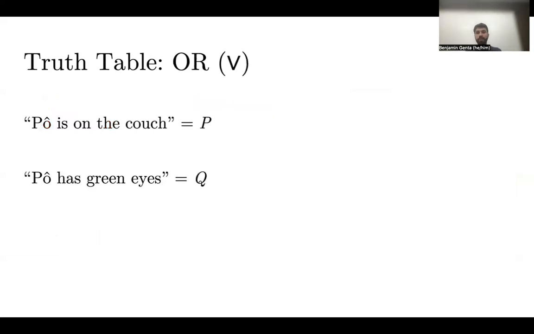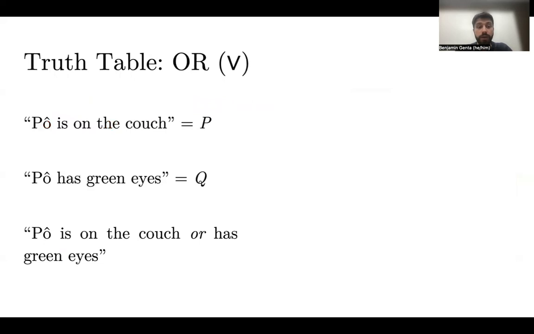Okay, so let's look at the last logical connective, which is or. And it's denoted by this little V sign. So let's use the same statements. We have Beau is on the couch and Beau has green eyes. And I might say the statement, Beau is on the couch or Beau has green eyes. And this is how we translate it, P or Q. And let's look at the truth table for that.